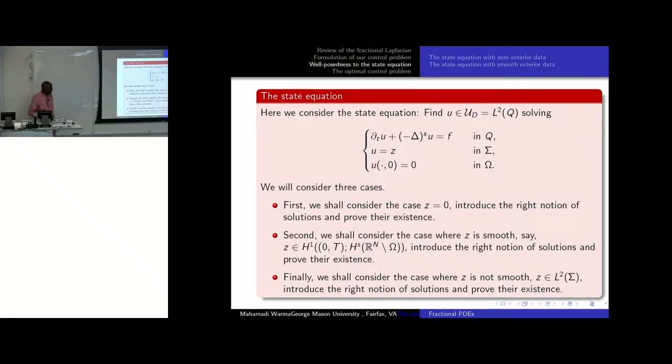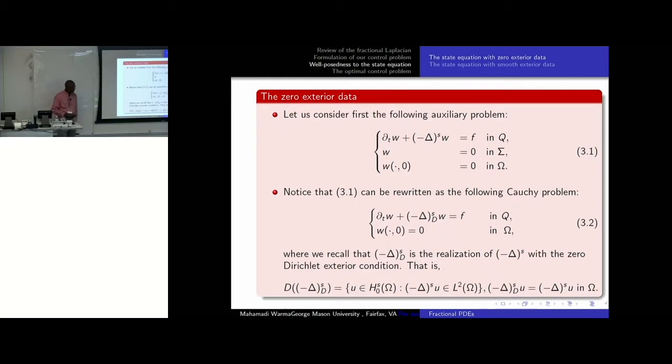And the third one, that is relevant for us, is to take z in the space of control functions, which means L2 of Σ. The third one will be difficult, we have to have another notion of solution, but the first two will be relatively easy and we know how to solve this type of parabolic equation. Then let's go to the first one. We have this parabolic equation where the right-hand side is f in Q.